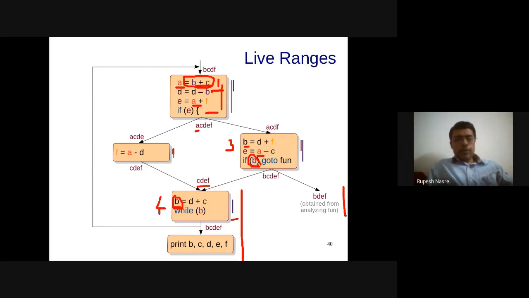Alright, so I hope you have computed it. Let's quickly do that for B. B is anyway live all throughout. However, it stops being live after this use in the first basic block, and therefore the live range of B is shown in this purple color. Similarly, the live range of B in B3 is going to be like this.